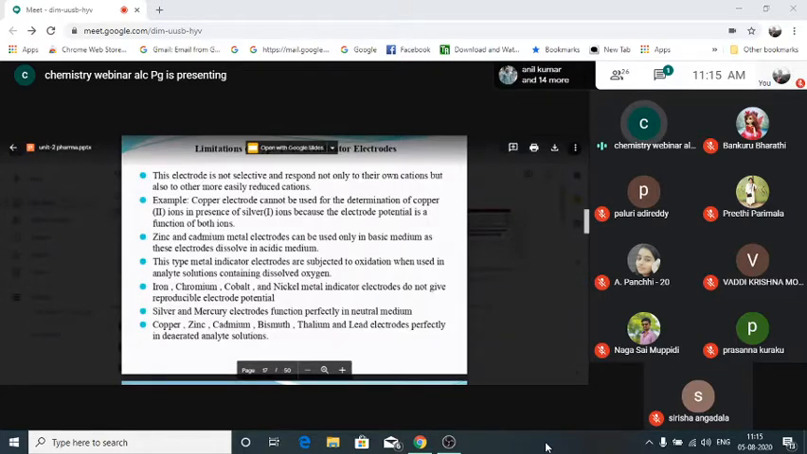This type of metal indicator electrodes are subjected to oxidation when used in analyte solution containing dissolved oxygen. Is it clear? So this is another problem. When you use your indicator electrodes, what you have to do? You have to deaerate. You have to remove the dissolved oxygen present in your solution. If oxygen is present in a dissolved condition in your analyte solution, what will happen? That oxygen will interact with your metal indicator electrodes of the first type and will oxidize those electrodes.